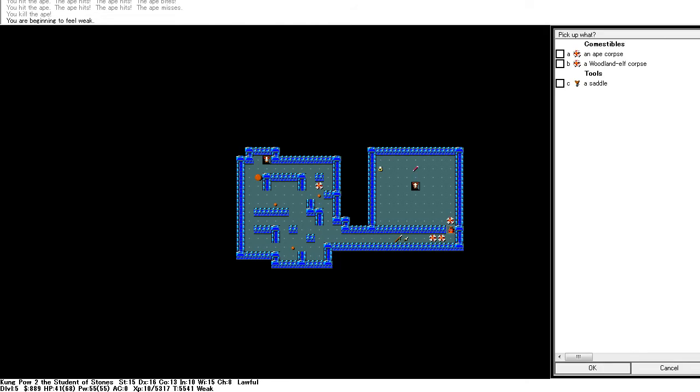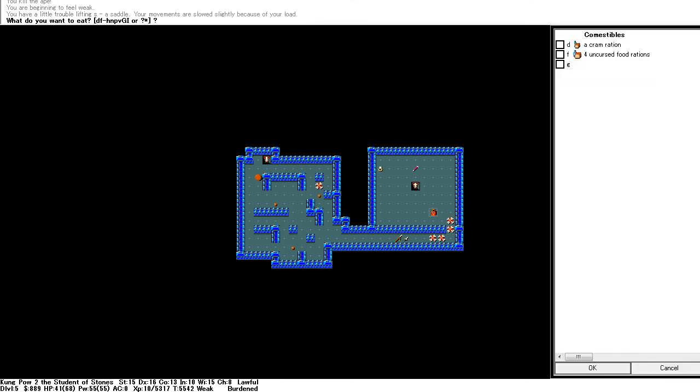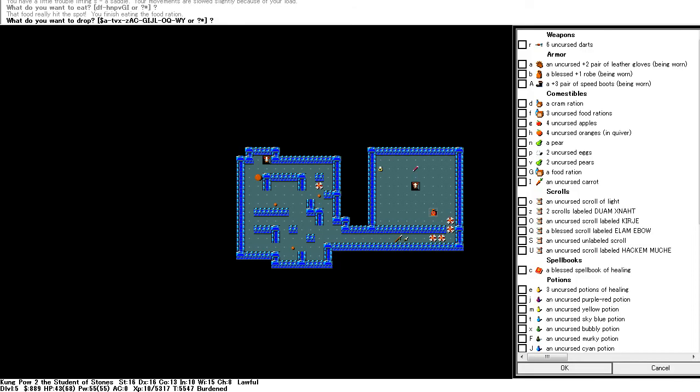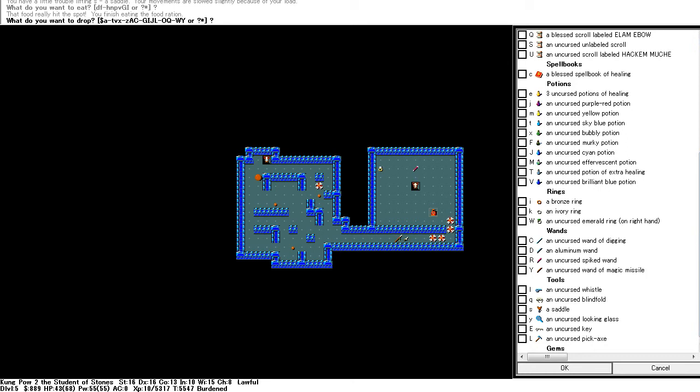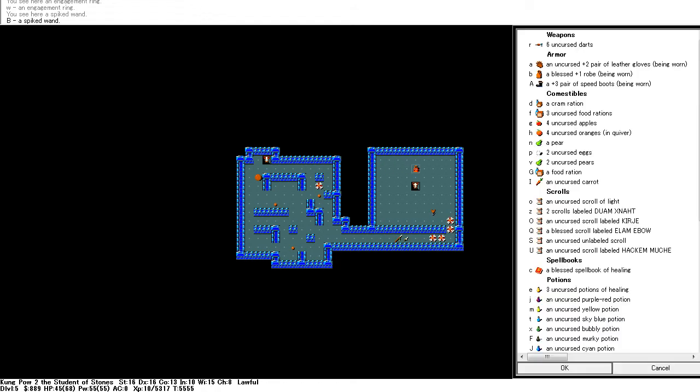We might... That's gonna... Oh, we're also now weak. We should be eating. We shall eat our food ration. We're still burdened. Okay, we'll take the saddle on the way out, because that might be useful. Where are we? Saddle. And we shall take the engagement ring. And we shall take a spiked wand. Let's just take a quick stock of where we are.